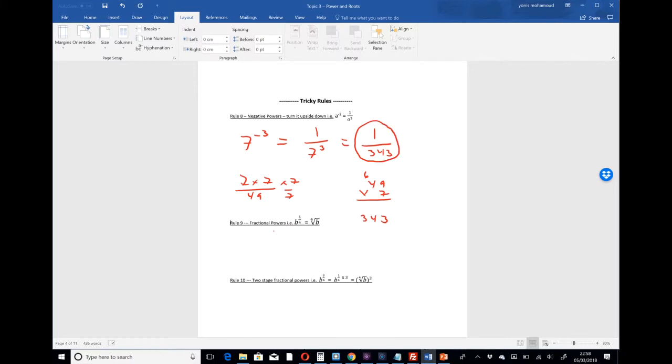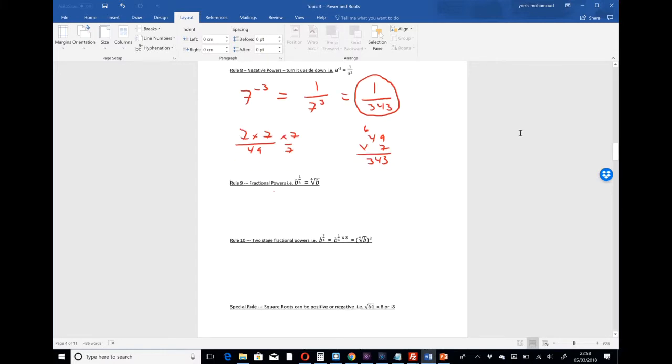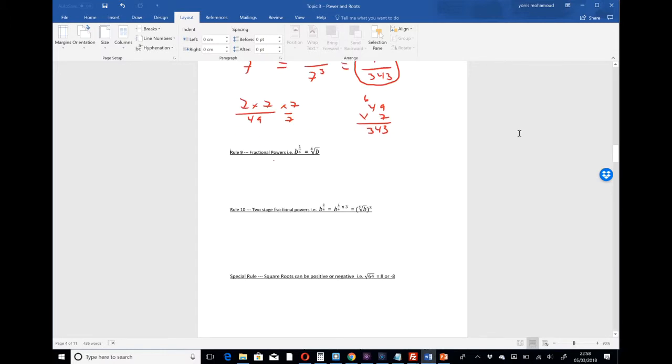Let's go over rule number 9. So rule number 9 states if you have a fractional power, i.e. b to the power of 1 over 4, your answer will be the quad root of b.